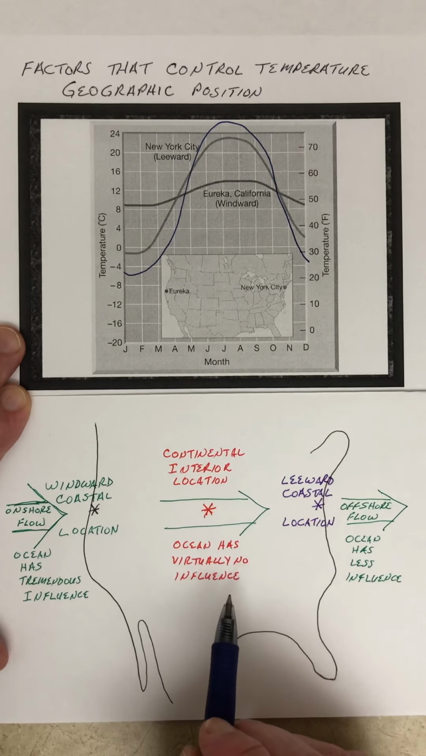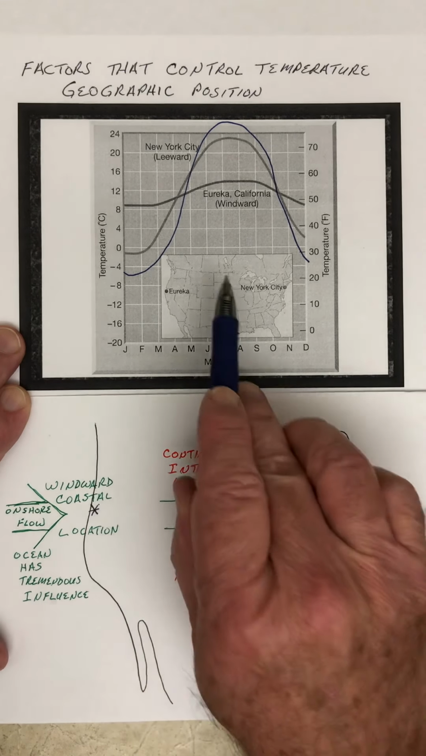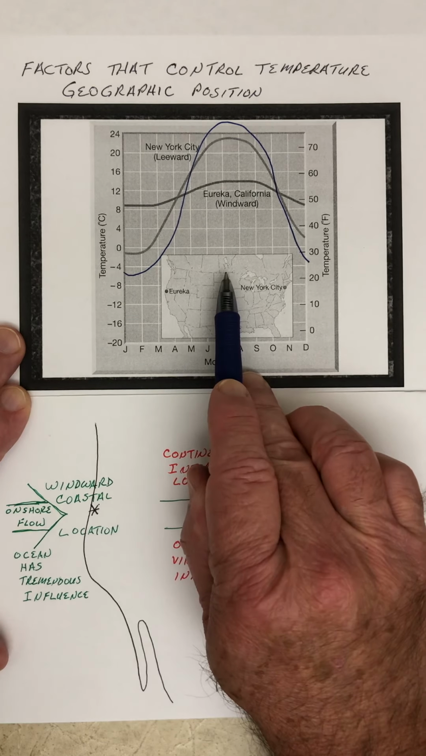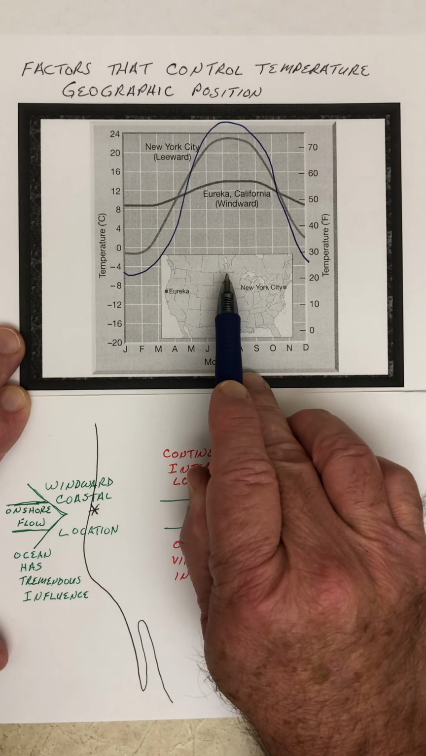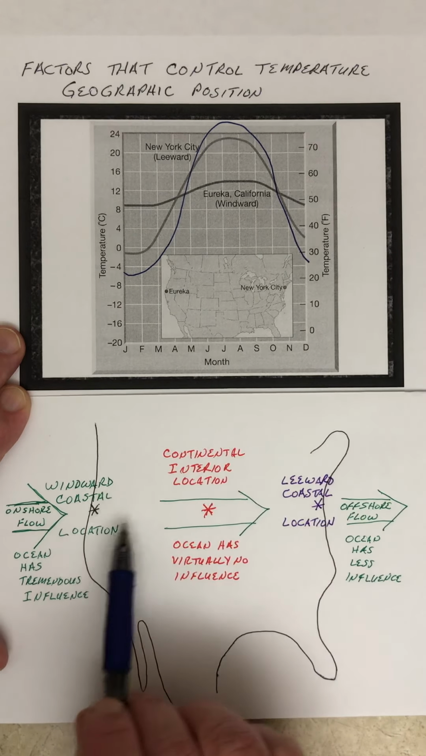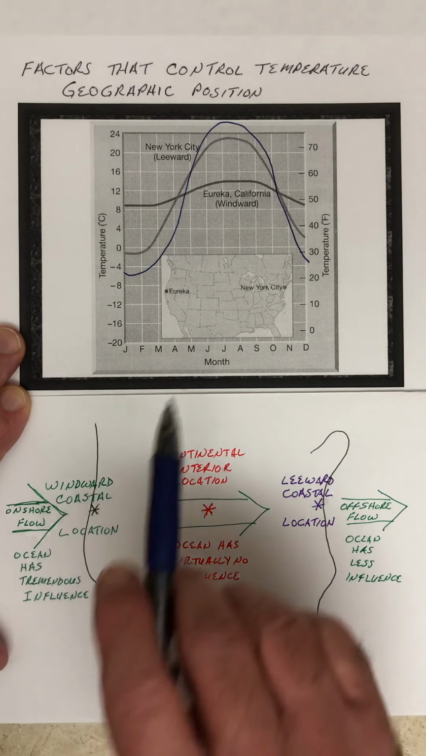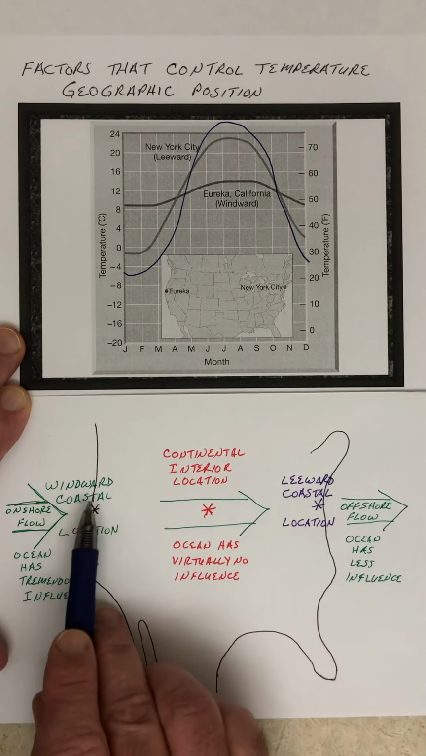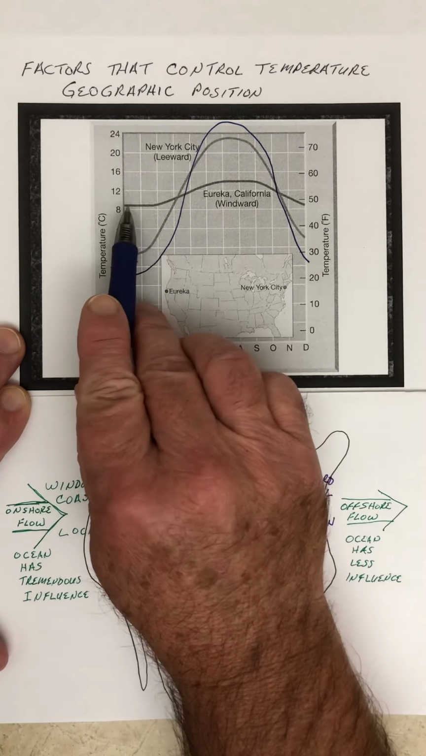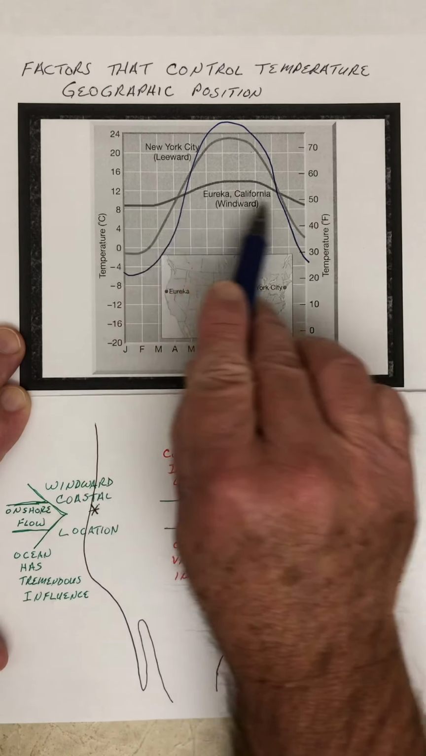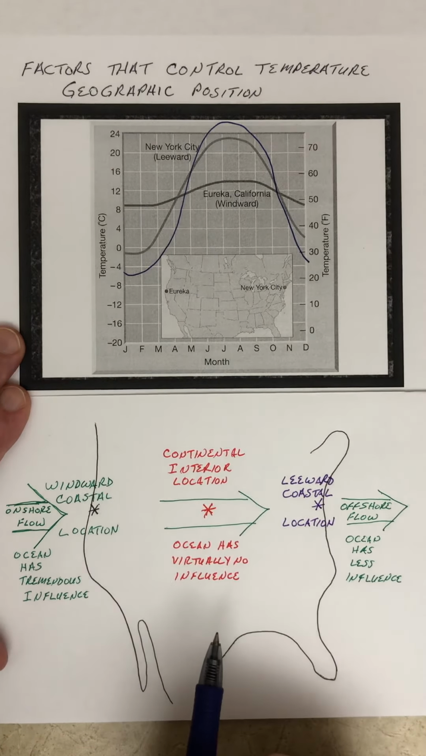So the more continental a location is, the greater the temperature extreme from winter to summer. The more coastal a location is, the less extreme. And if you're on the windward coast, there's virtually no extremes from winter to summer. They're a pretty mild climate.